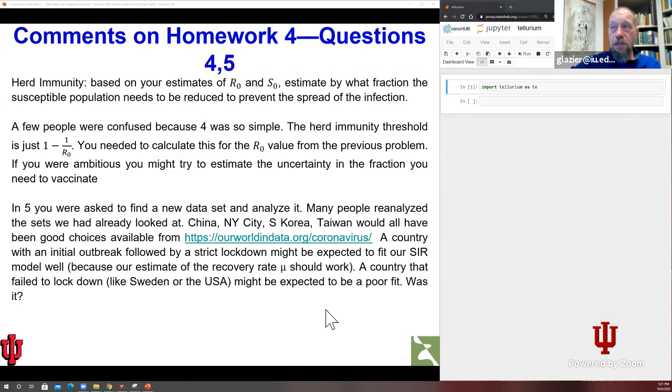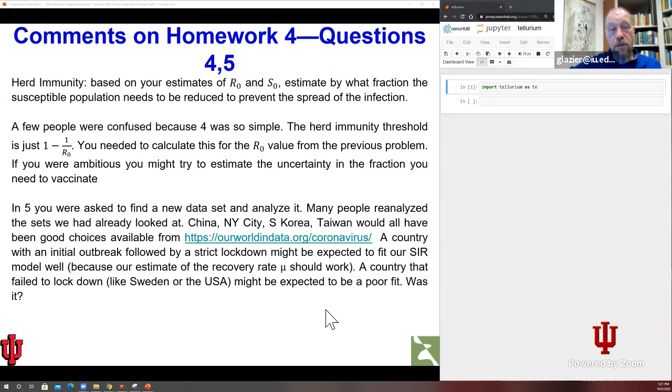It would have been really nice to look at China, New York City, South Korea, Taiwan. Some of those data sets, a couple of people said they looked and couldn't find the data sets. Worldometer is a bit of an annoyance that way, because while you can read off the data day by day by putting your cursor over the graph, as far as I can tell, it doesn't allow you to download a CSV file with the data in it, which is a bit annoying.